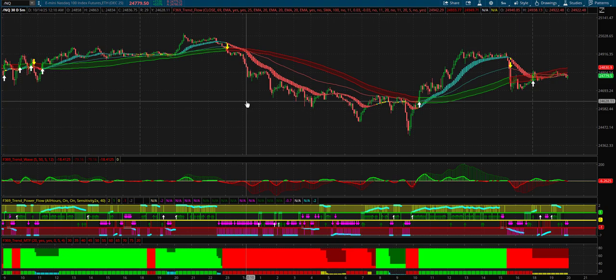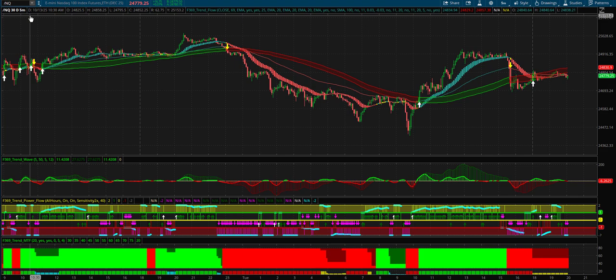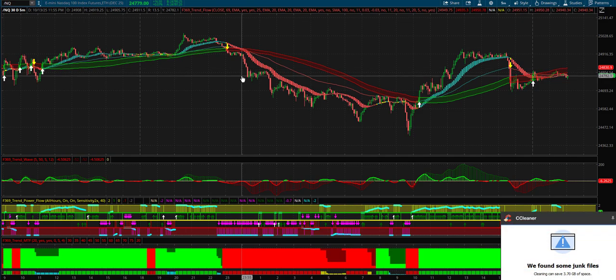Now this is a 5-minute chart of NQ. You can do it on anything you like. Anything which flows can be traded effectively.